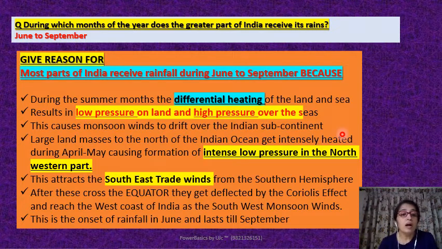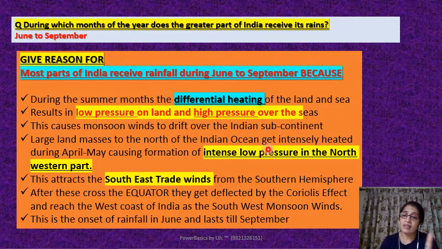Now, large land masses to the north of the Indian Ocean get intensely heated during April and May, causing the formation of intense low pressure in the northwestern part. So, the land masses above the Indian Ocean are getting heated. Air pressure there is low, and air is rising up. Now, this attracts the most important winds, the southeast trade winds.